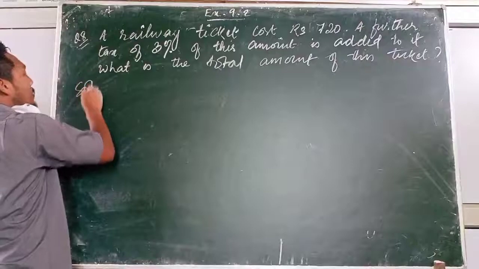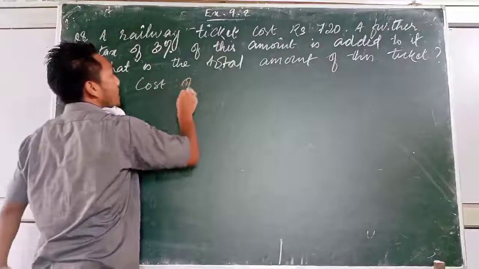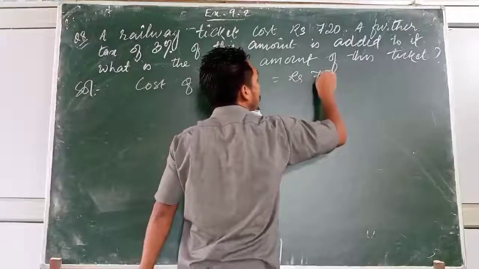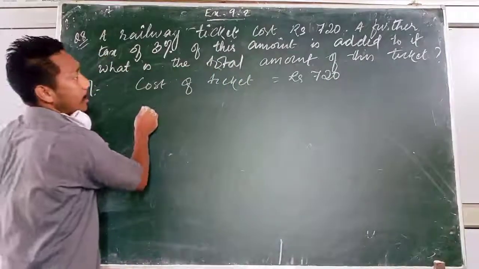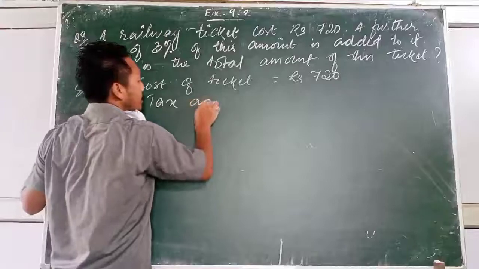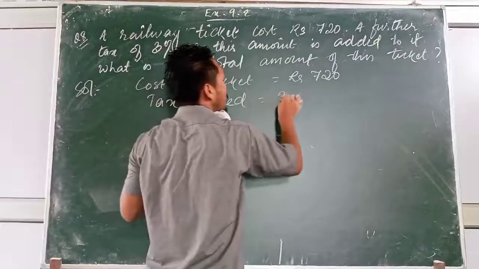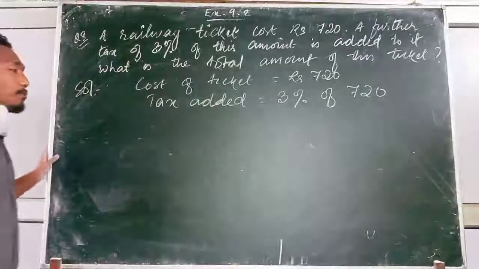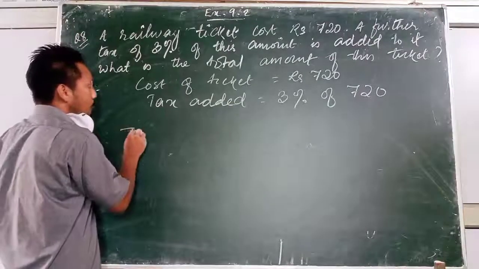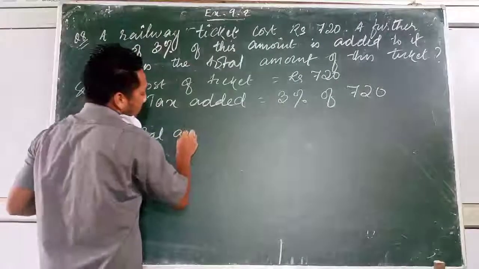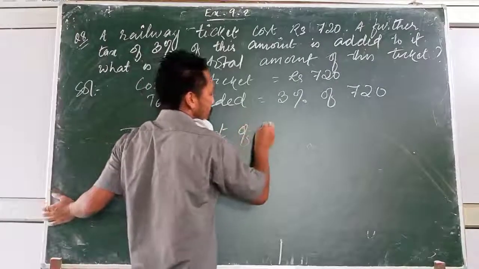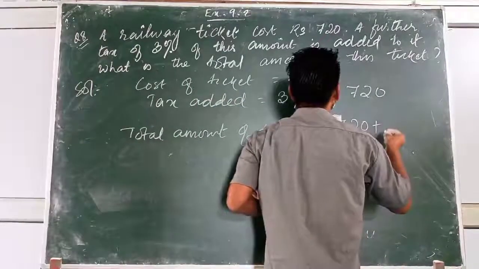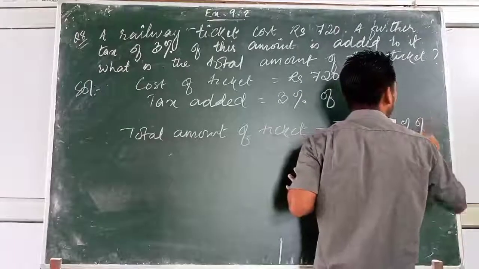Cost of ticket is 720 rupees. And the tax added is 3% of 720. Now, if I find this, the total amount of the ticket will be this 720 plus the tax added, 3% of 720.